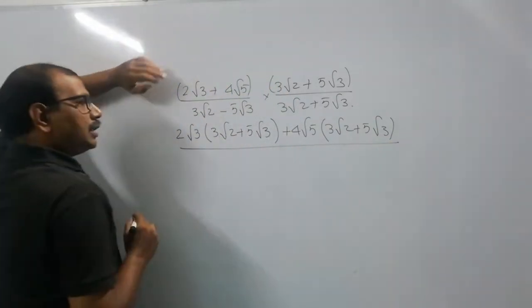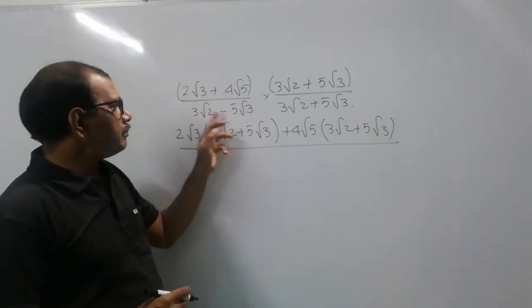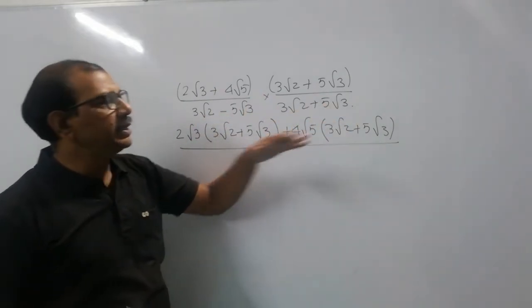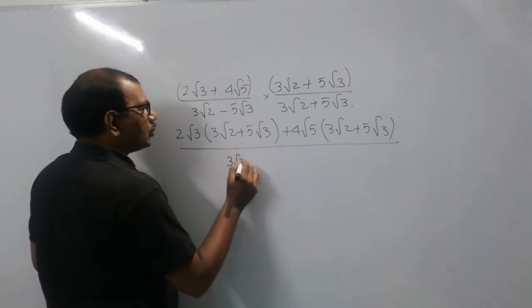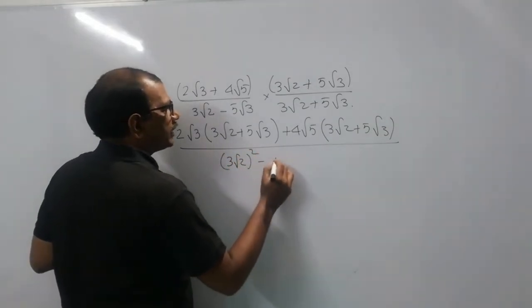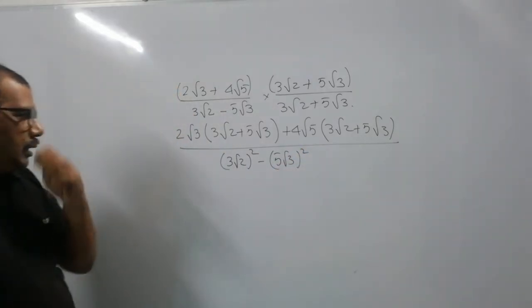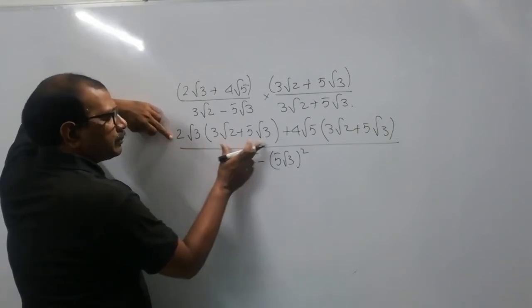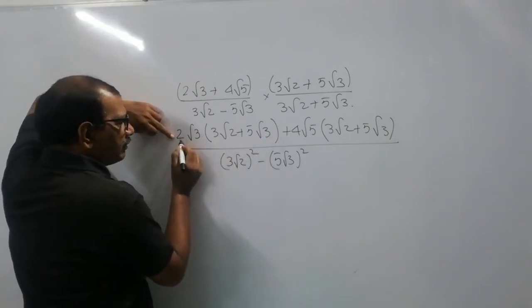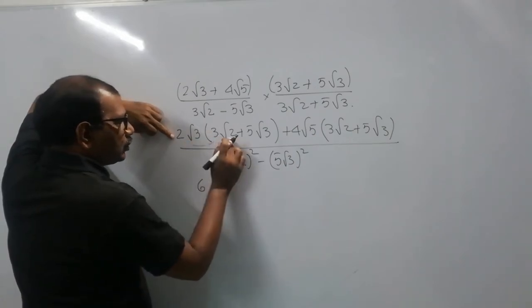upon, now the denominator is very easy actually, you know. The terms are the same, a minus b into a plus b is a square minus b square, that is 3 root 2 square minus 5 root 3 and its square, right? Now the numerator, this monomial is multiplying this binomial, so the rational will multiply the rational. 2 multiply 3, 6. Root 3 into root 2 is root 6.